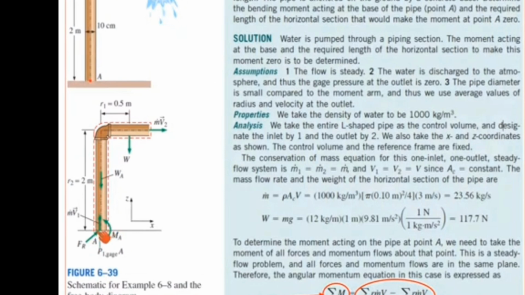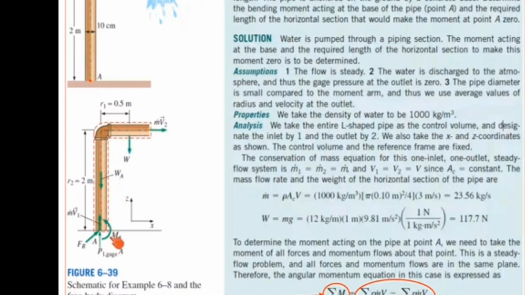Since this is a jet exiting into the air, the gauge pressure at the outlet is zero. The pipe diameter is small compared to the moment arms, so we can just use average values of radius and velocity. At the outlet, first we pick a control volume. A wise control volume would cut through the point where we want to find the moment, and go along the outside of the pipe, cutting through the outlet.